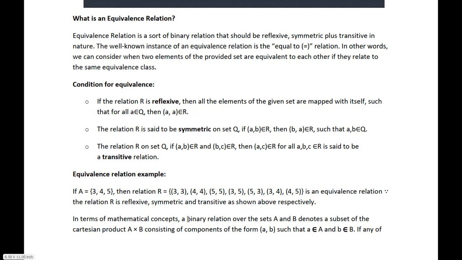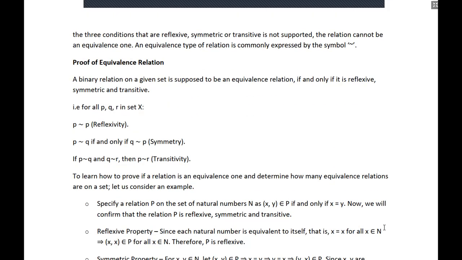In terms of the mathematical concept, a binary relation over the sets A and B is denoted by a subset of the Cartesian product A cross B, consisting of the components of the form (A, B) such that A belongs to A and B belongs to B. If any of the three conditions, reflexive, symmetric, and transitive, is not supported, the relation cannot be an equivalence relation. The equivalence type of relation is commonly expressed by a symbol.